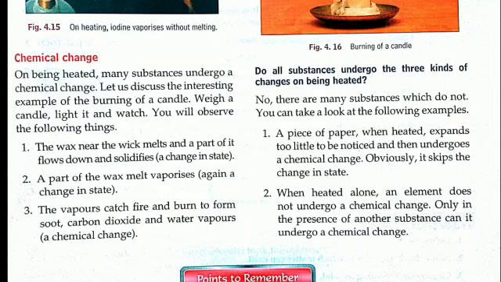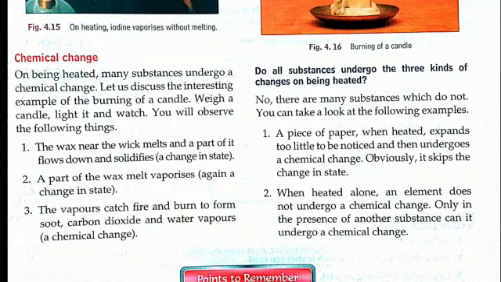Now let's discuss the example of burning of a candle. What you have to do is weigh a candle, light it and watch for some time. What you will see is the wax near the wick melts, and part of it flows down and solidifies. So there is solidification, a change in state. First it melts, then it changes back to solid.